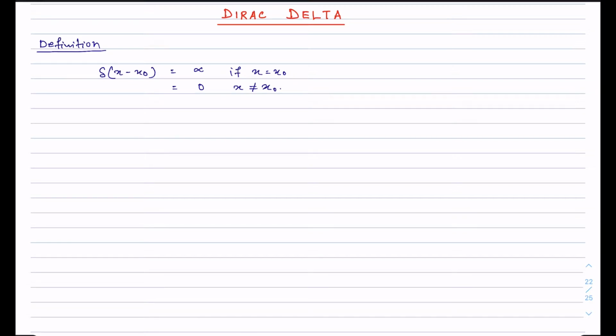Graphically you can represent it like this. Say you have a point x naught here, then it will have an infinite peak at this point, that is at x naught, and for other values of x it will be 0. So 0 everywhere, then a peak up to infinity, then again 0 everywhere. So this is a representation of delta(x minus x naught).